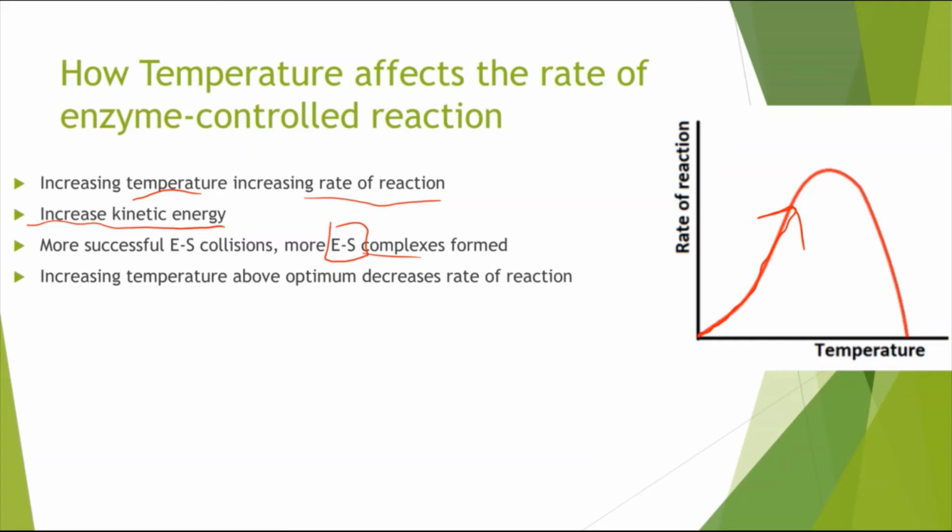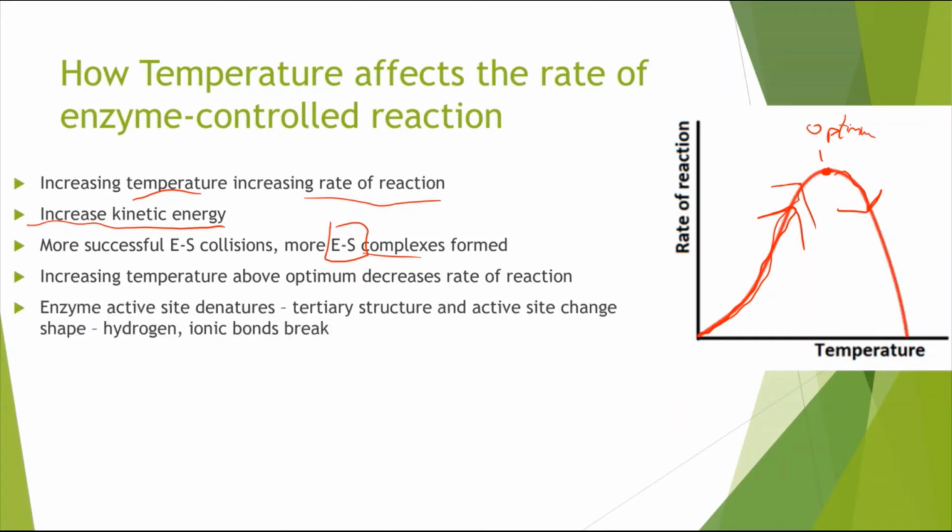But increasing the temperature above the optimum temperature decreases the rate of reaction. So increasing the temperature increases the rate of reaction until a point which we call the optimum temperature, where the rate of reaction is the highest. After that, as we increase the temperature, the rate of reaction starts to decrease. This is because the enzyme active site denatures, so the tertiary structure and the active site change in shape.